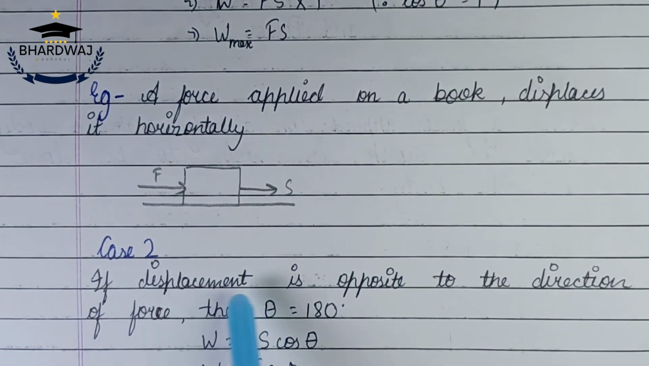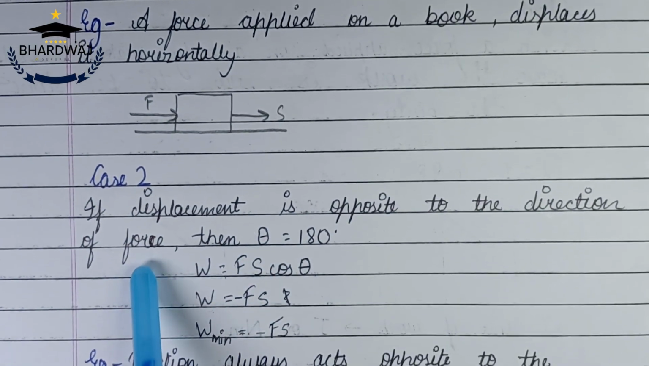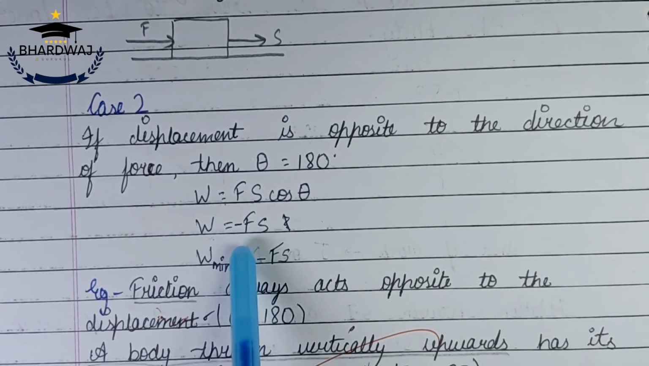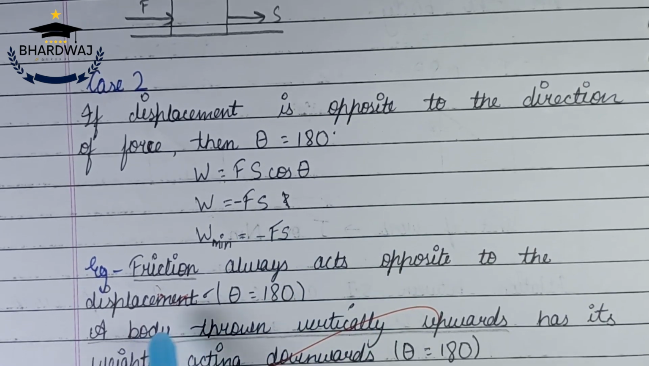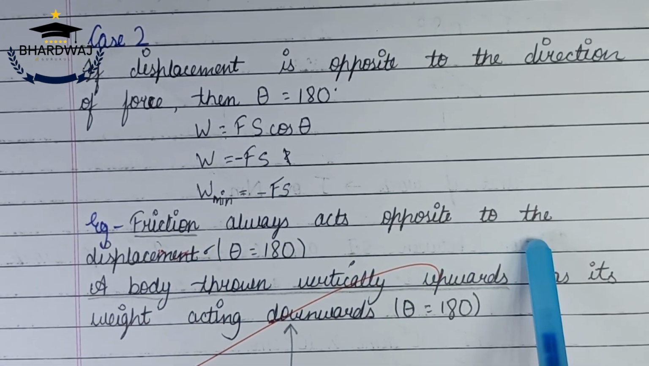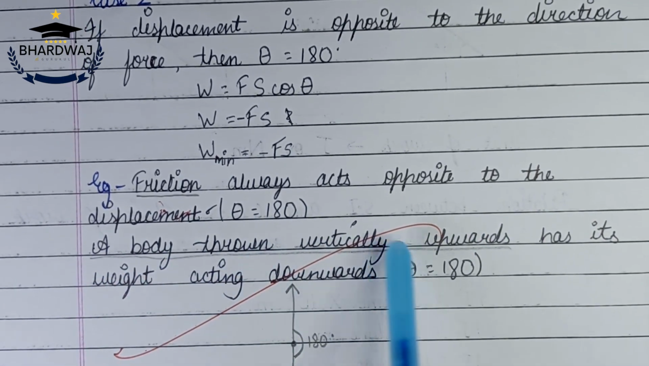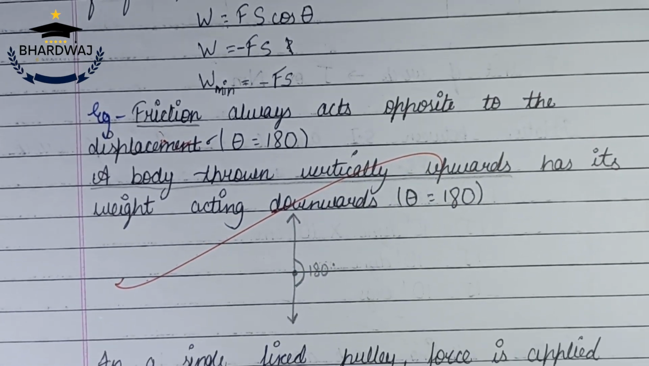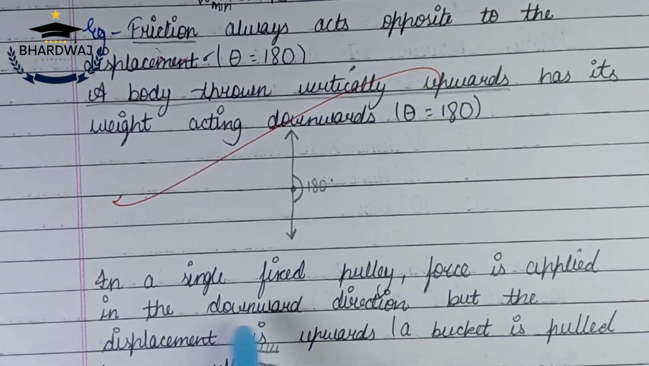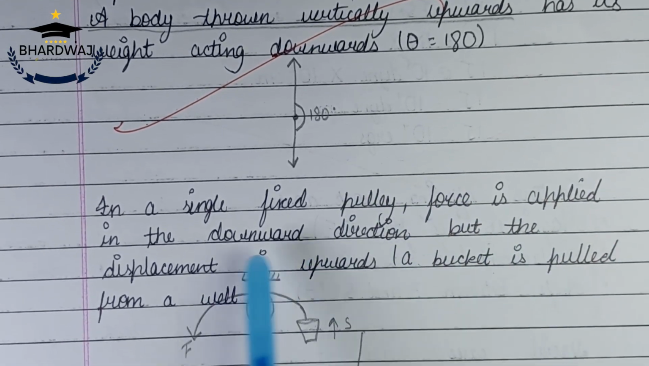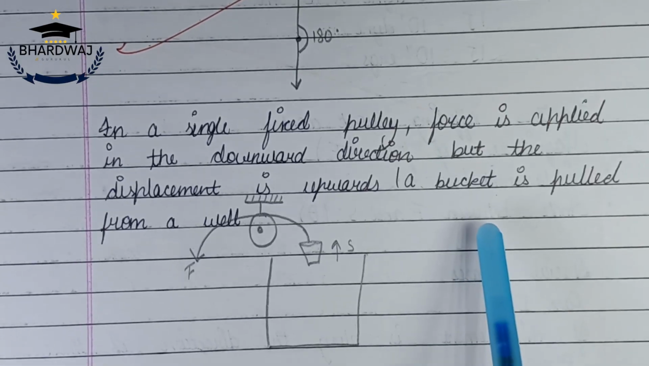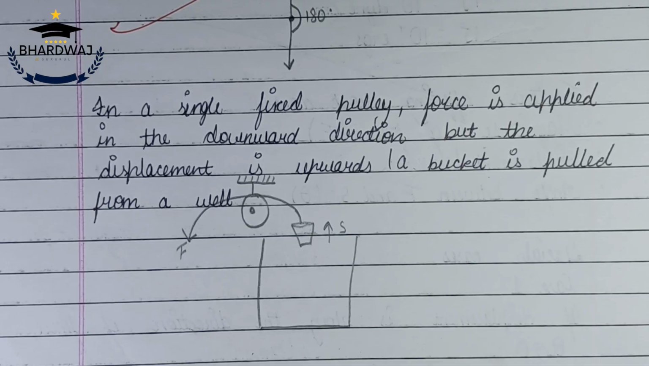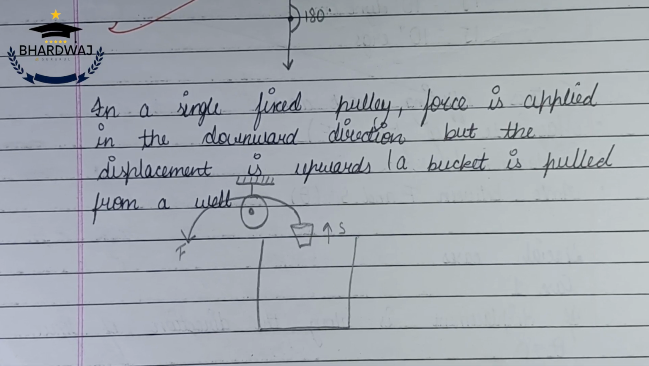Case 2: If displacement is opposite to the direction of force, that is when theta is equal to 180 degrees, work done will be negative, so work done will be minimum. Example: friction, it always acts opposite to the displacement. A body thrown vertically upwards has its weight acting downwards. In a single fixed pulley, force is applied in the downward direction, but displacement is in the upward direction. A bucket is pulled from a well. So these were the examples when the angle between the two is 180 degrees.